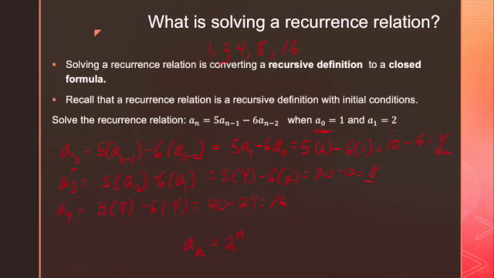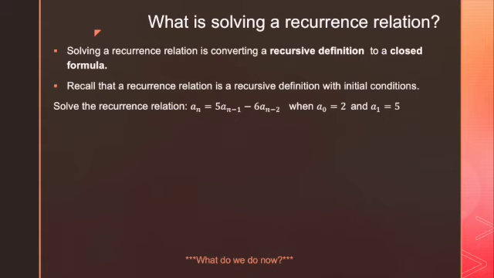Let's try another example. Here I have a sub n. It equals 5 times a sub n minus 1 minus 6 times a sub n minus 2. And we have our initial conditions, right? A sub 0 equals 2 and a sub 1 equals 5. So let's find a sub 2. A sub 2 is going to be 5 times 5 minus 6 times 2. And that gives me 13. So we've got 2, 5, 13.